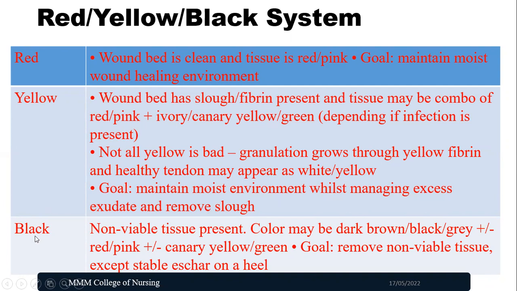The third type of wound tissue is black, which indicates non-viable tissue. Color may be dark brown, black, or gray, and not red or pink, or canary yellow, green. In this case, the goal will be to remove the non-viable tissue, except stable eschar on the heel. The type of non-viable tissue present can help identify the phase of wound healing the wound is in, and as such can help direct the treatment options.